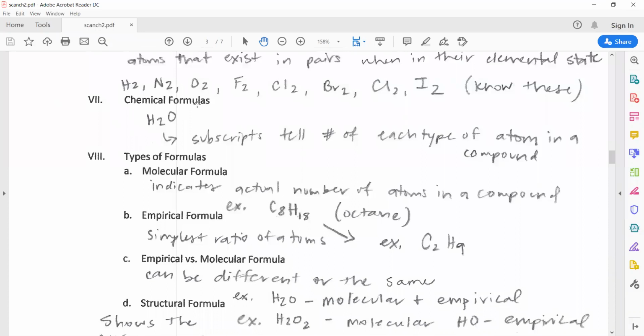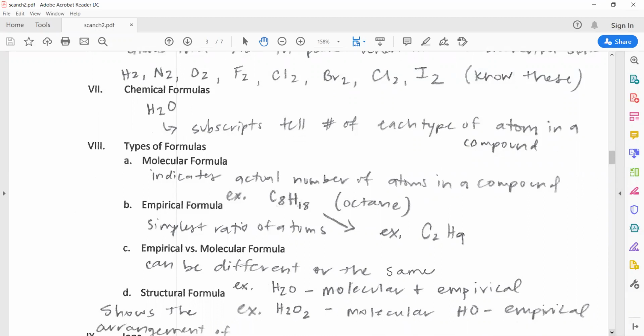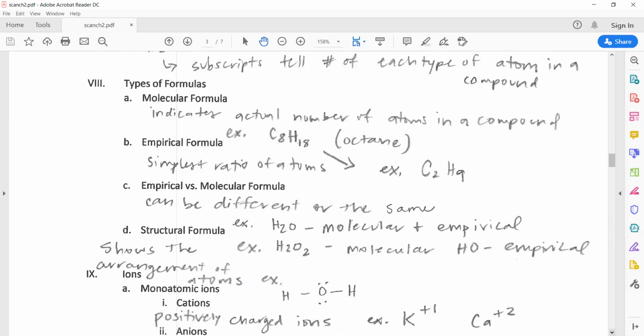So chemical formulas show a formula of a compound, and these little numbers are called subscripts, and they tell the number of each type of atom in a compound. So there's different types of formulas that we'll run into. I'll just touch on them here and then we'll be back to them. But a molecular formula indicates the actual number of atoms in a compound. For example, octane. Octane exists as C8H18. That is what the compound actually looks like in real life. An empirical formula is the simplest ratio of atoms.